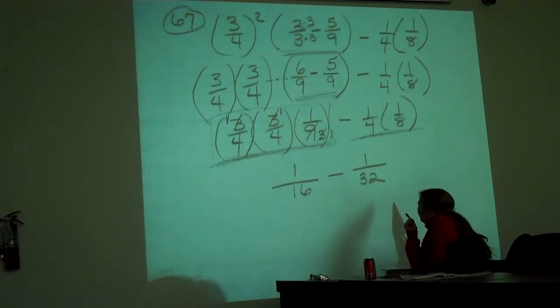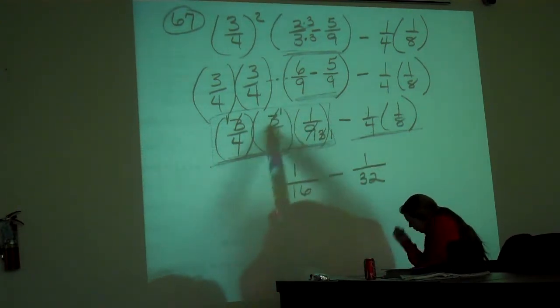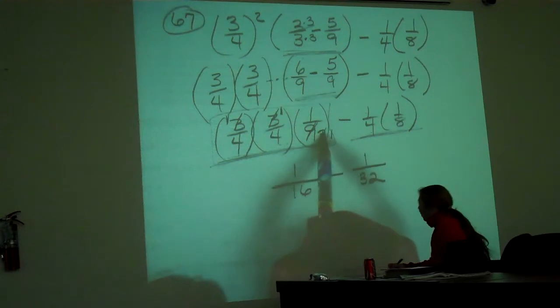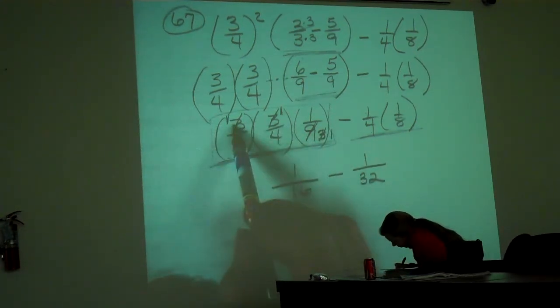You divided the 9 into both threes? Yes, I divided by 3 once. Oh, okay, I see what you did. I see what you divided. This 3 by 1, and the other one, 3. Okay. Right.